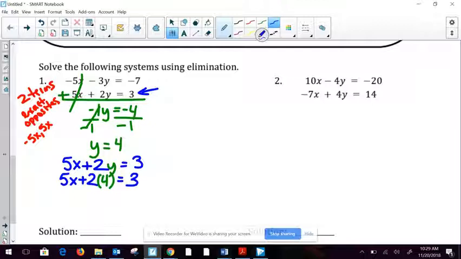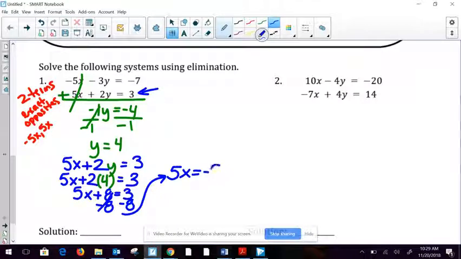So what is 2 times 4? Great job, it's 8. So I have 5x plus 8 is equal to 3. So from there, I need to subtract 8 to both sides. Good. So I'm going to rewrite it up here because I'm kind of out of room. I have 5x is equal to, what's 3 minus 8? Carefully watch your sign.